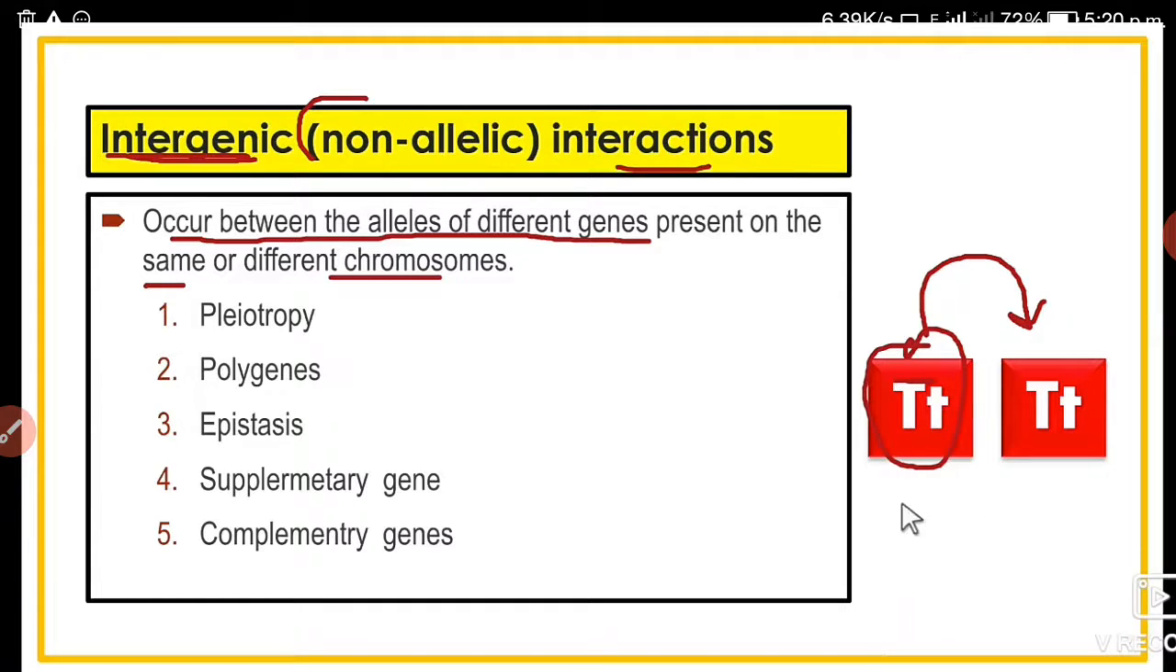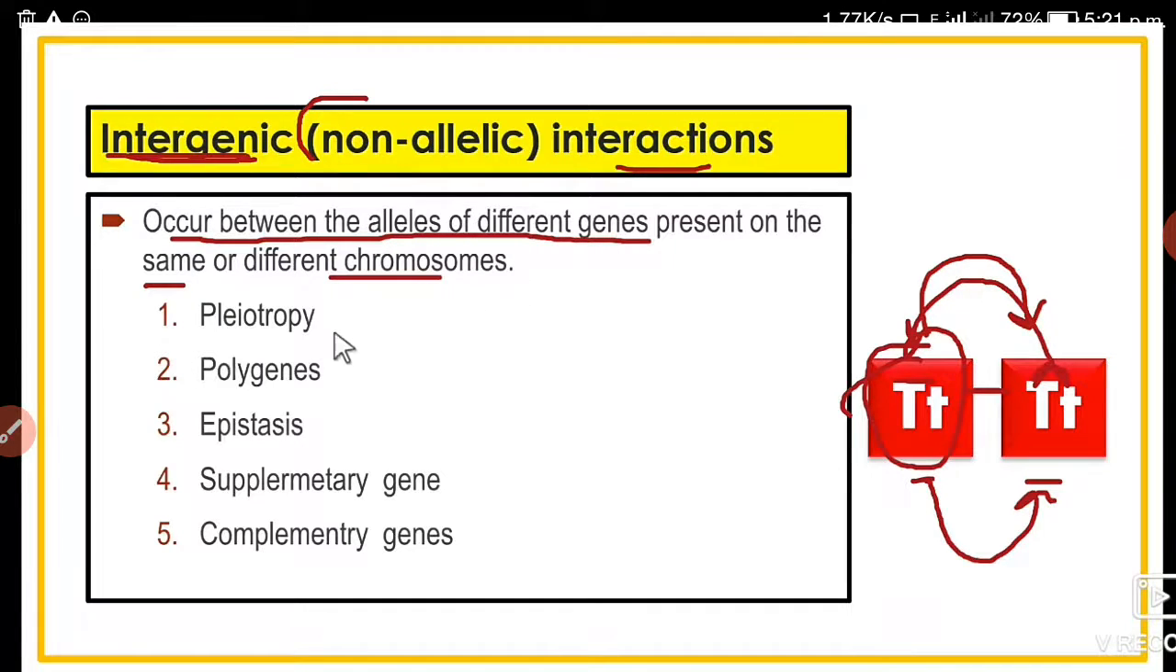See, this one or this one. This gene is different, and this gene, capital T, small t, is different. The interaction between these two chromosomes is called intergenic interaction. What is the difference? They may be present on the same or on different chromosomes, but interaction takes place between them. So it is called non-allelic or intergenic interaction.